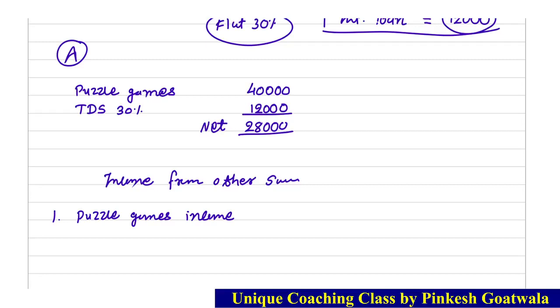Not the net income. Which income will we show here? That is always gross income, that is 40,000, not the net income after tax. So also remember this point: we show the gross income, not the net 28,000. Actually, he received 28,000, that was right, but to calculate his income, here we should consider his gross income.